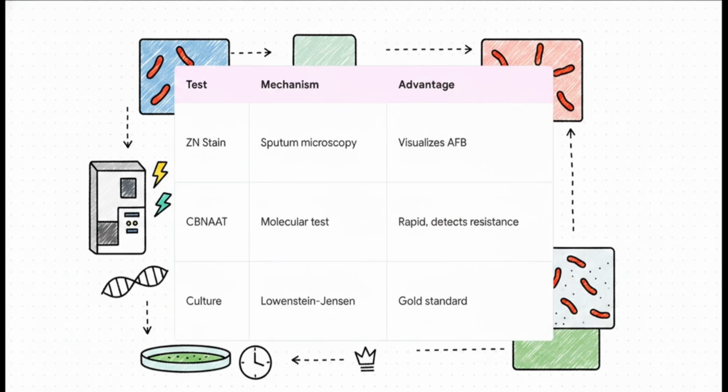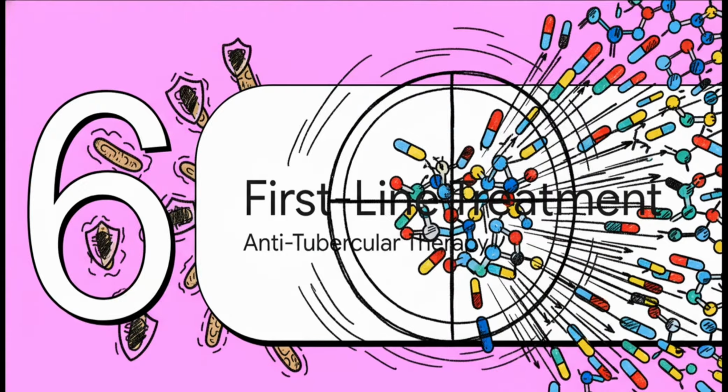But honestly, modern molecular testing, like the CBNAT or GeneXpert, has been an absolute game changer for TB care. It's incredibly fast and immediately tells us if the strain is resistant to our major drug rifampicin. Finally, growing the bacteria on a Lowenstein-Jensen culture is still the gold standard for absolute confirmation. But because TB is such a slow grower, you might be waiting a frustrating 4 to 8 weeks for a final result. Which brings us to Section 6, the first-line treatment.